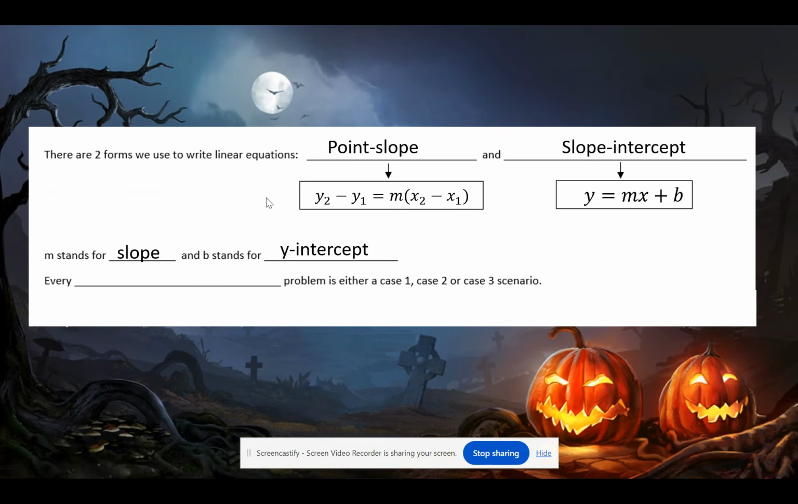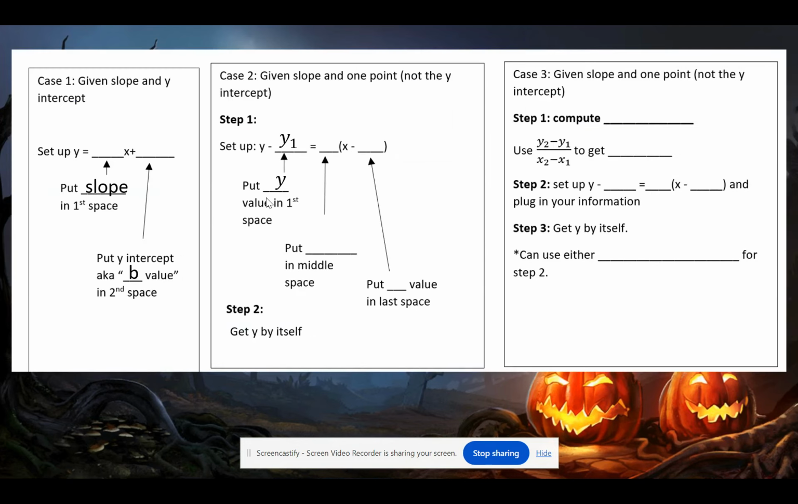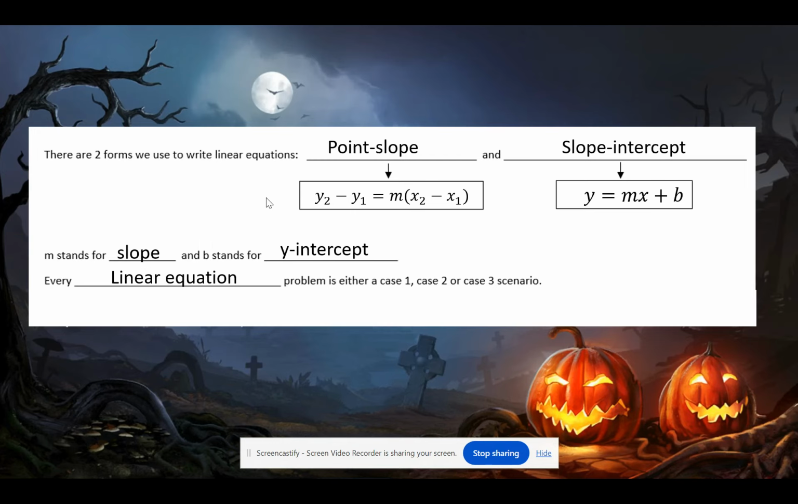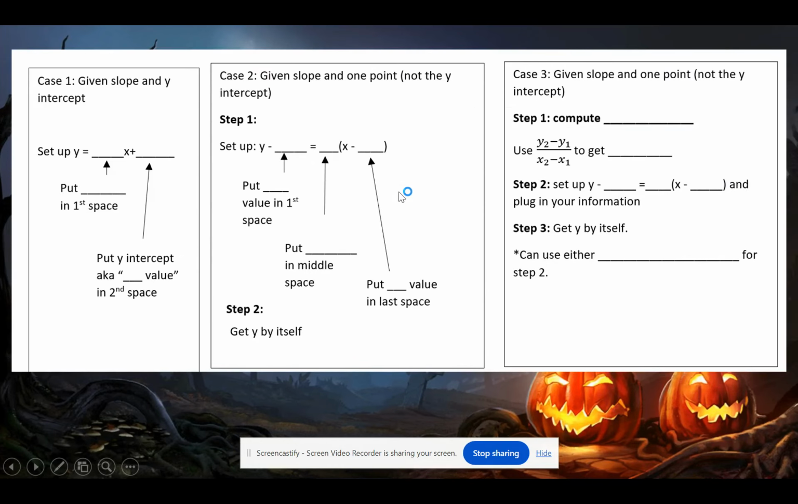So the good news is that every single problem you get is going to be a case 1, a case 2, or a case 3. So again, linear means line. So there's different formulas that will make a line. There's 3 that you have been exposed to, but we're going to use these 2 today. So the first thing I want to do is just give you the steps for the different cases.